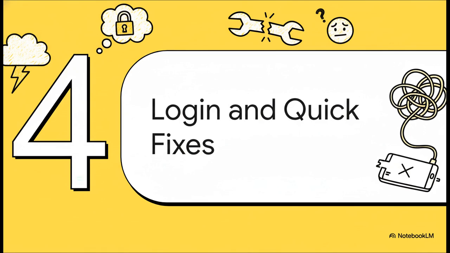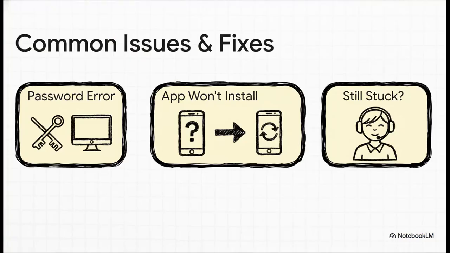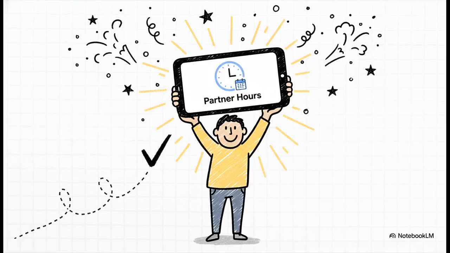But, sometimes technology just doesn't want to cooperate. So let's really quickly go over a few common problems you might run into, and more importantly, how to fix them fast. If you're getting a password error, just remember you can't reset it from the app itself. You have to go to the main Partner Central website to do that. If the app just doesn't show up after a few minutes, the oldest trick in the book usually works. Just restart your phone. And hey, if you're still completely stuck, the Enterprise Help Desk is there to help you out.